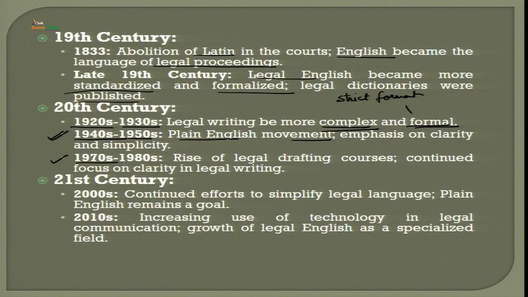Okay, so a movement of plain English came into being in that condition, even in India and across the world also. And in that condition, you must know that 22 regional languages were added for legal transcription, for legal transaction and communication. Yes. So what happened in the 1970s and 80s? Rise of legal drafting courses. Now people started joining the courses of legal drafting, with continued focus on clarity in legal writing.